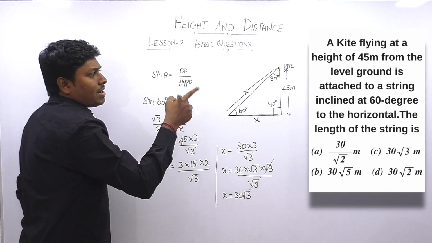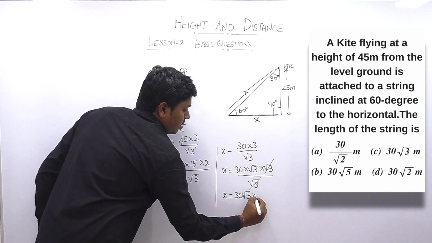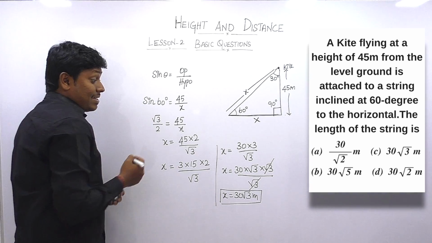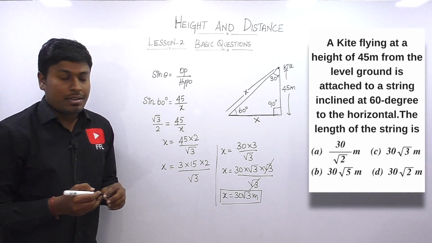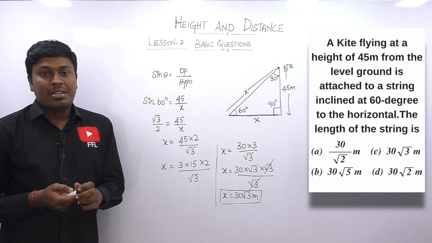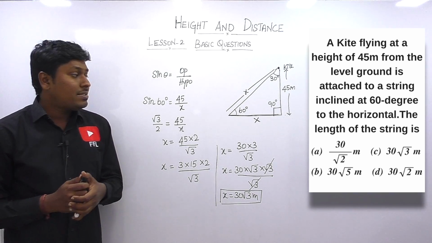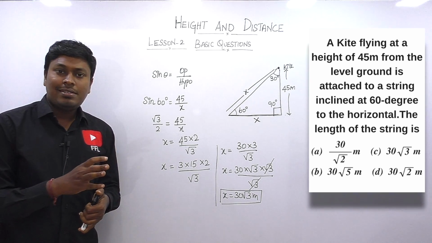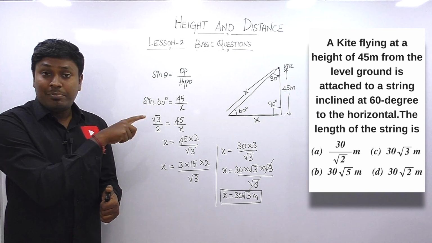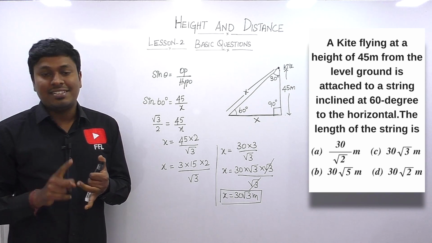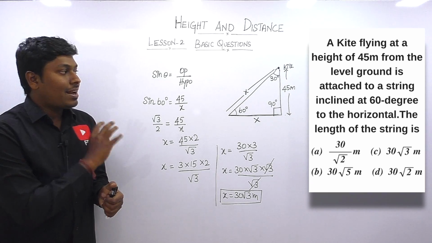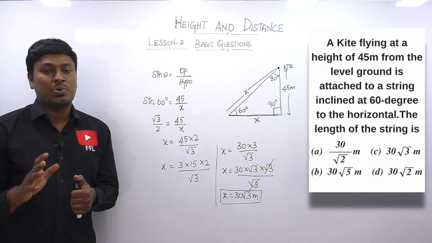And all the values are in meters, right? 45 meter. So finally we can say that the length of the string, which is x, the hypotenuse, is 30 root 3 meter. So look at the option. Finally we got the answer 30 root 3 meter for question number 1. So friends, solving a question in heights and distance is so simple only if you learn the formula of hypotenuse, adjacent and opposite, and the second is the trigonometrical ratios. If you know both, then cracking a question in heights and distance is so simple.